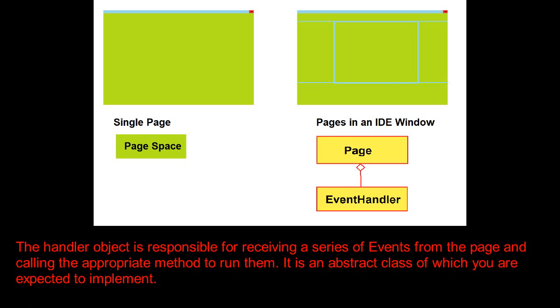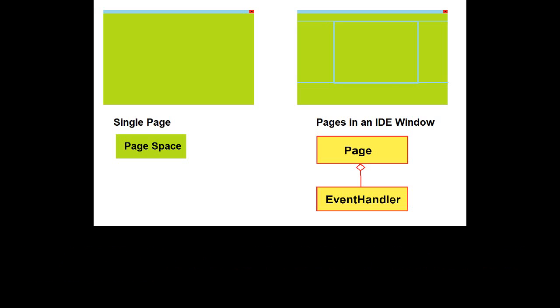The handler object is responsible for receiving a series of events from the page and calling the appropriate method to run them. It is an abstract class of which you are expected to implement.